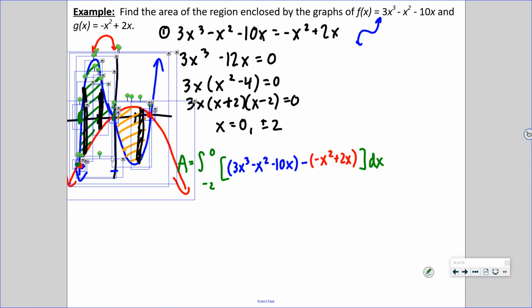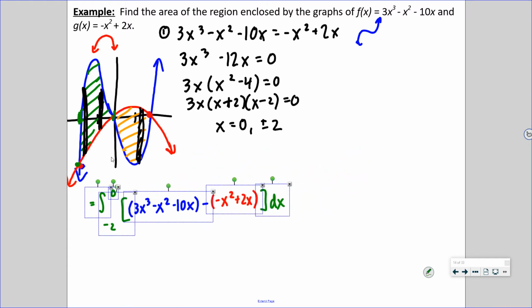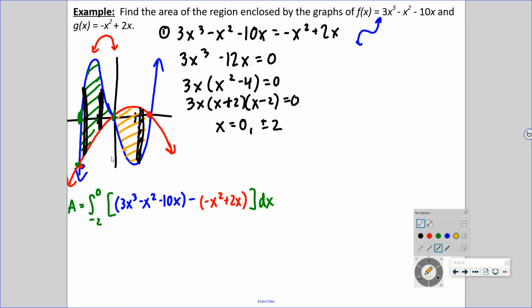Move this up so I have more room here. Okay. There is the first section. So just like the last one, I'm going to have to add in plus, okay, plus, of my orange from 0 to 2. This time my top.